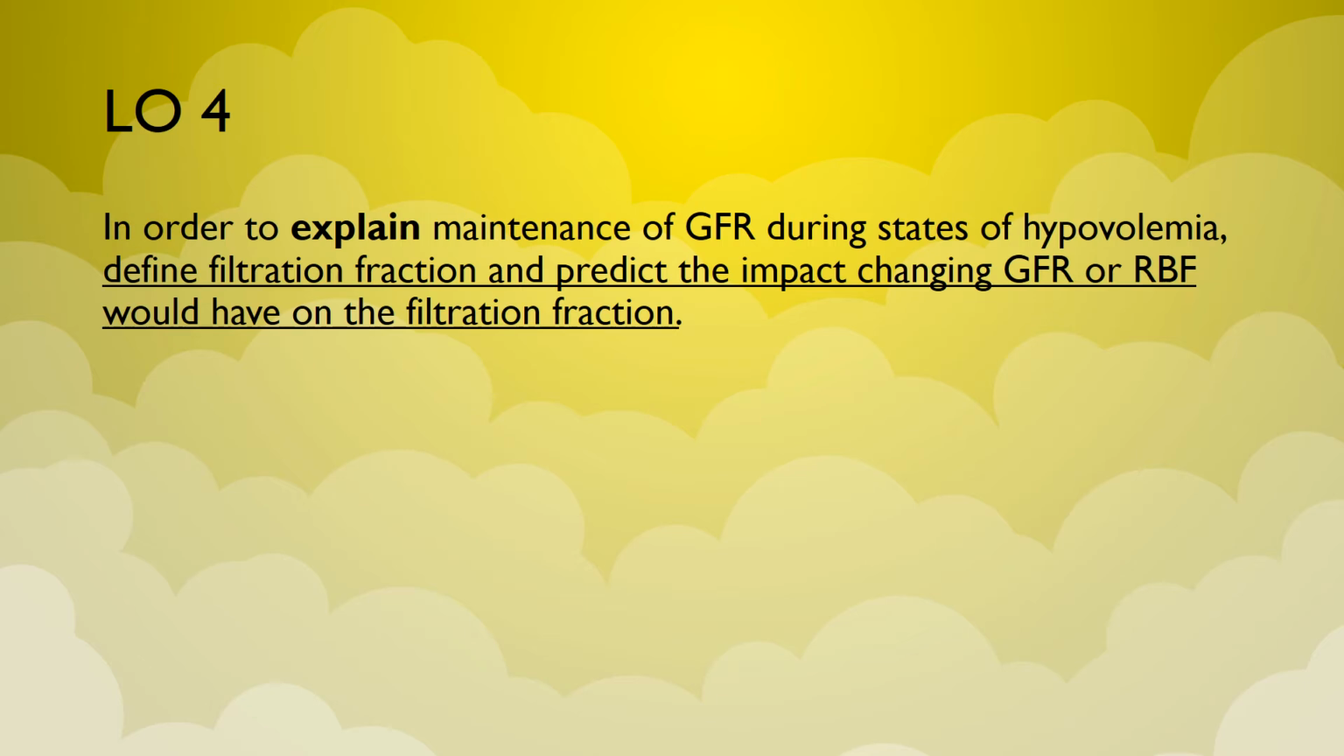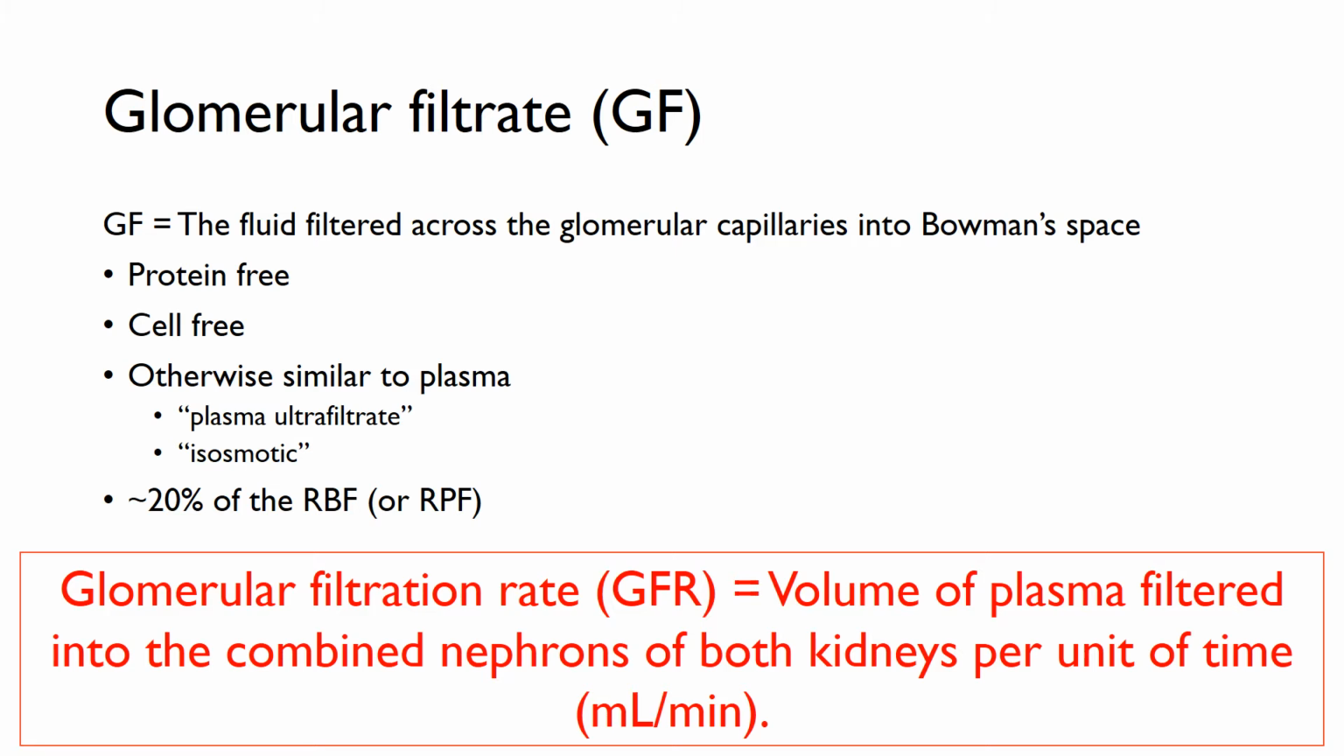So here's your next learning objective. Now we're going to transition into glomerular filtration rate and all the variables that go into calculating that. In order to talk about glomerular filtration rate, let's quickly define the glomerular filtrate. This is the stuff that gets filtered at the glomerulus. The filtrate itself is that kind of fluid, what gets filtered.